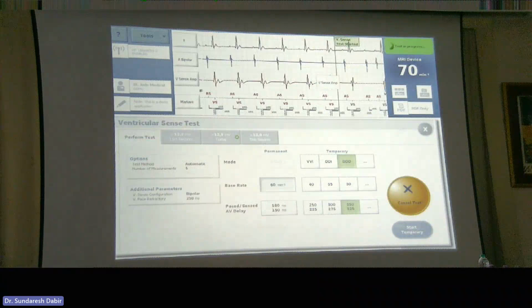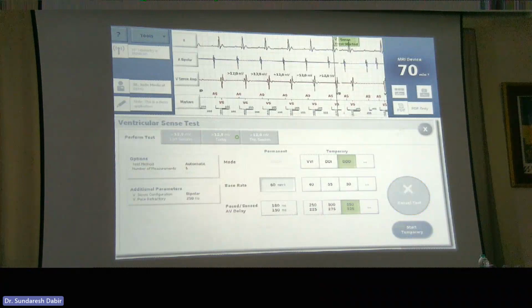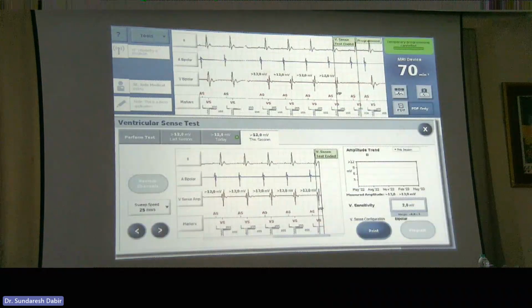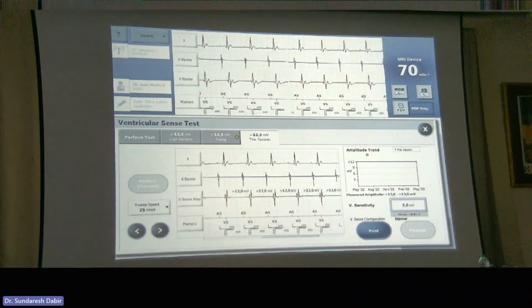Because based on these R waves only, you set the sensitivity in the pacemaker parameters, and the pacemaker always does the right job. So you can see that's the patient's intrinsic rate. It is doing an extremely good job, sensing in the chambers and inhibiting the pacing. Unnecessarily, it's not pacing there, right?